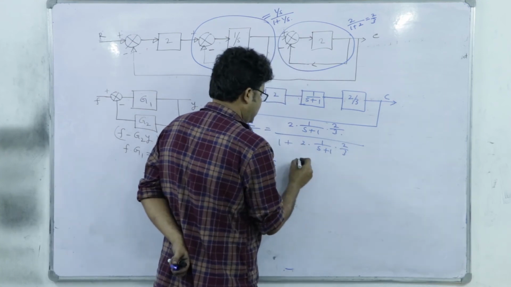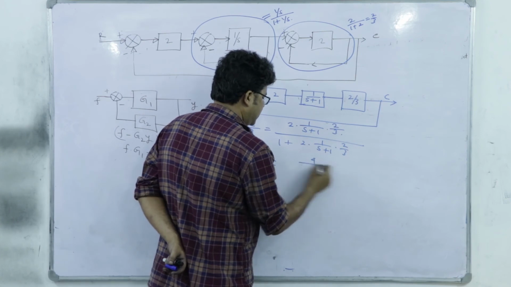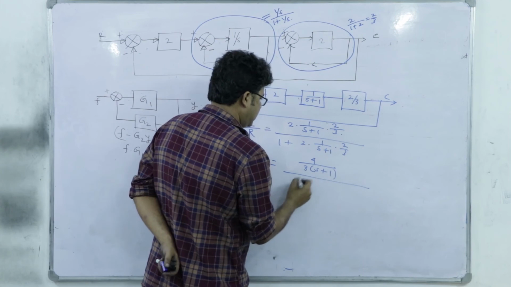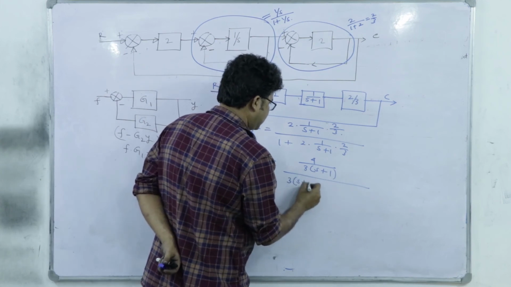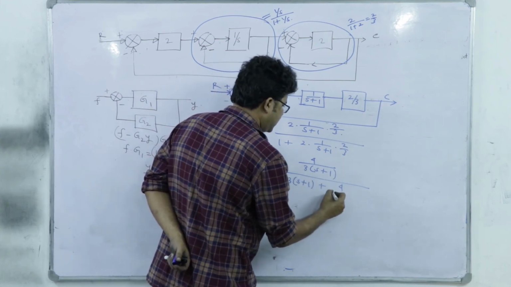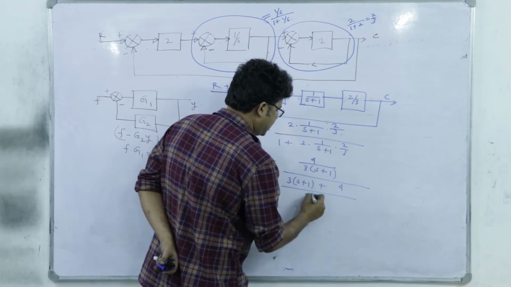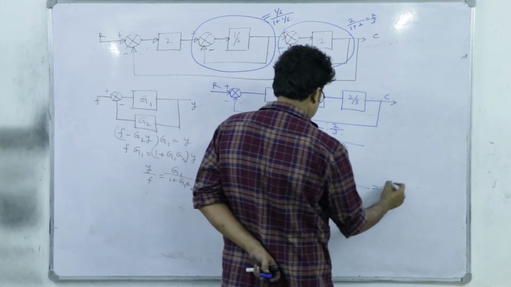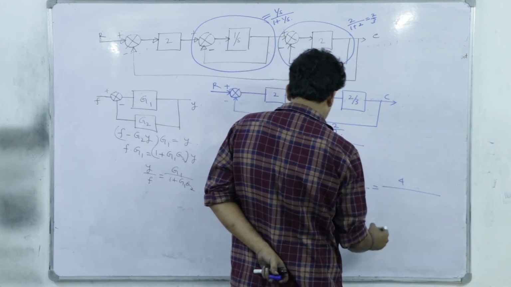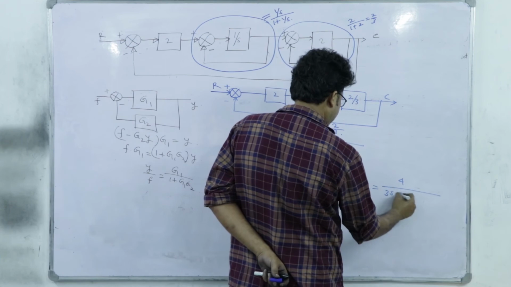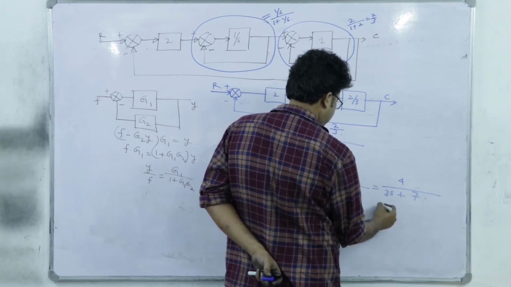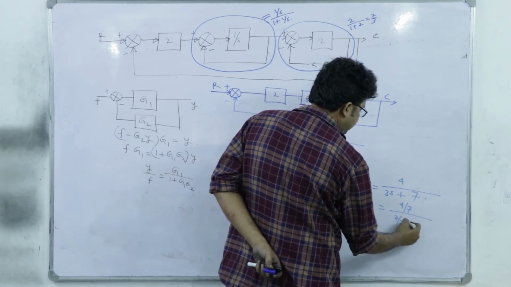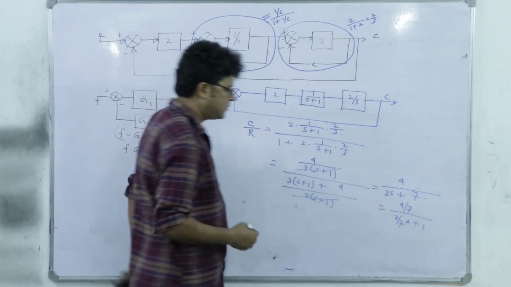Right. So it is 4 divided by 3s plus 1, and the numerator is 3s plus 1 plus 4, total divided by 3 into s plus 1. So this cancels out. So we have 4 divided by 3s plus 7. Right. So it is 4 by 7, 3 by 7 s plus 1, a typical first order system.